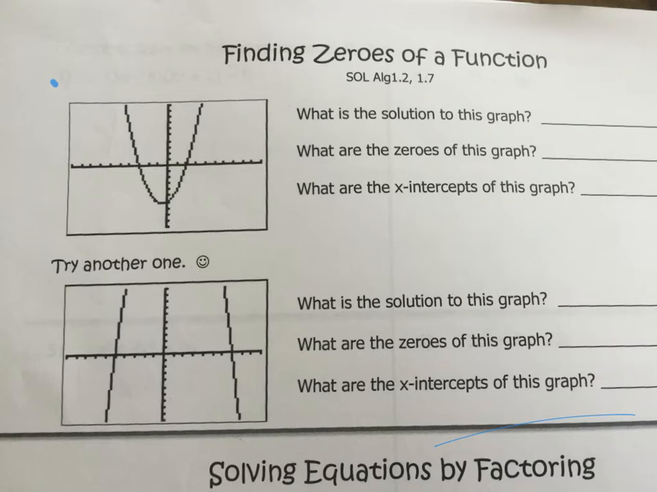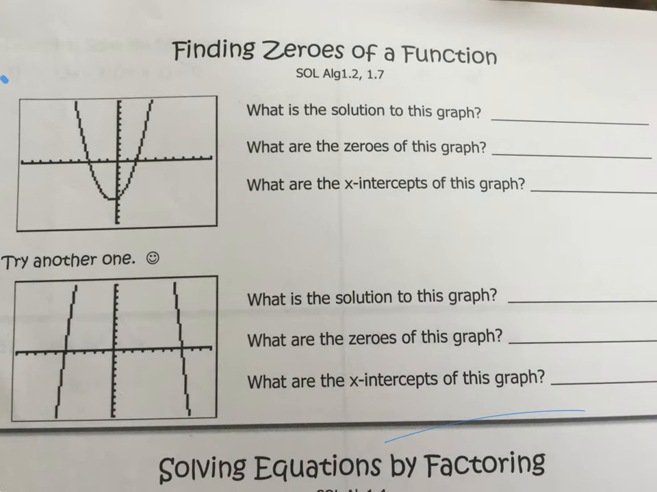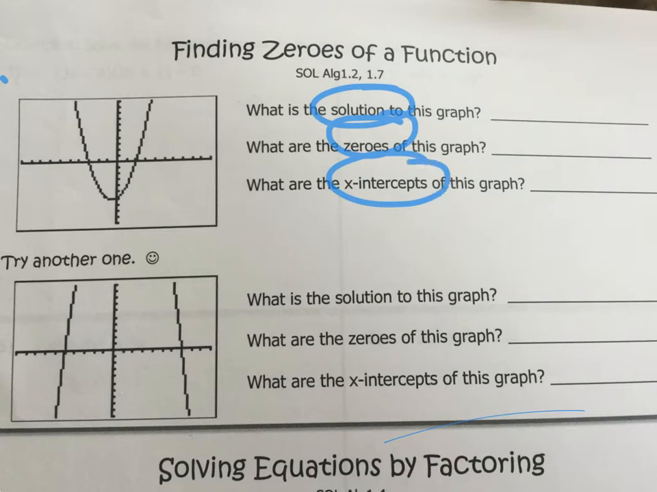So remember from the previous video that solution, zeros, and x-intercepts all are referring to the same thing. So what I'm going to do is just say that these are all going to be equal to x equals -3, comma, x equals +2.